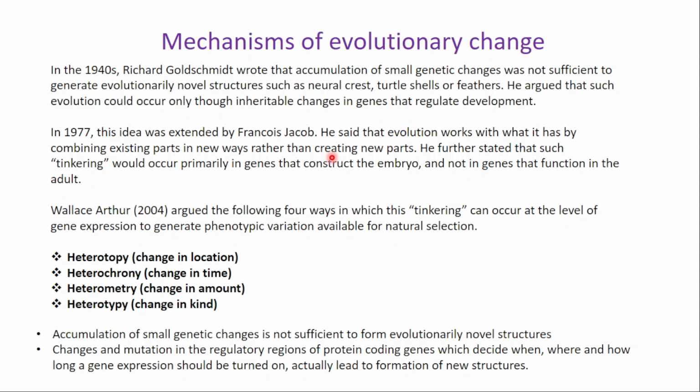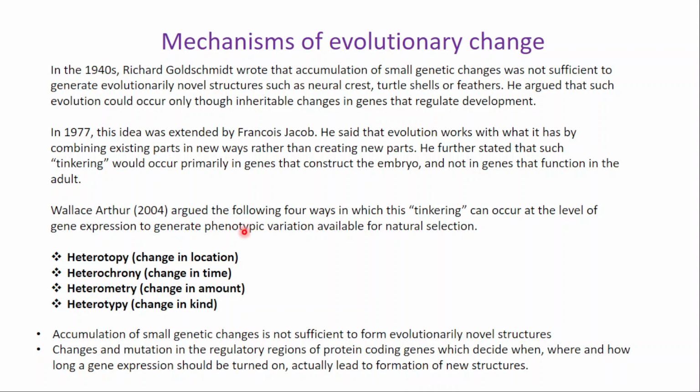So again, coming back to the molecular parsimony, we have the same set of toolkit for developing all the body organs and new parts as well as evolution. So what does evolution do? Such tinkering would occur primarily in genes that construct the embryo and not in the genes that function in the adult. So genes which are involved in regulation of the embryonic development, such tinkering, combining the existing parts in new ways can create novel structures such as all these mentioned in neural crest and turtle shells.